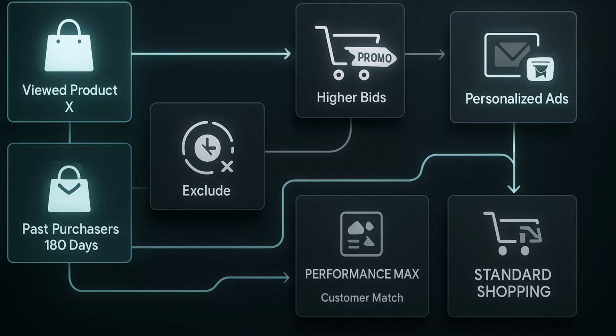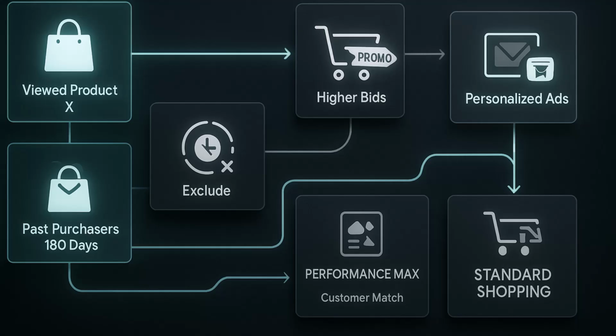Segment and tailor remarketing. Not all returning visitors are equal. Someone who bounced after 5 seconds might be less valuable than someone who spent 5 minutes or added to cart. If you can, create multiple remarketing lists, e.g., viewed product X but not purchased, added to cart but not purchased in the last 7 days, past purchasers 180 days. You can then target or exclude accordingly.